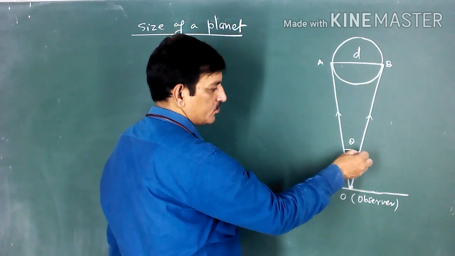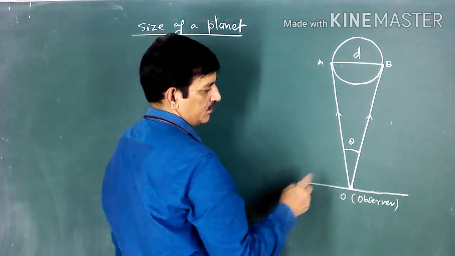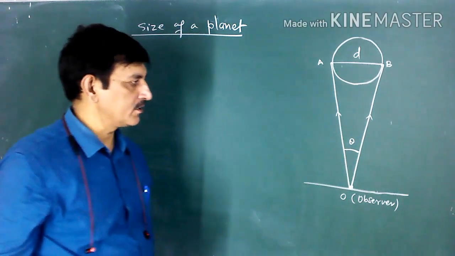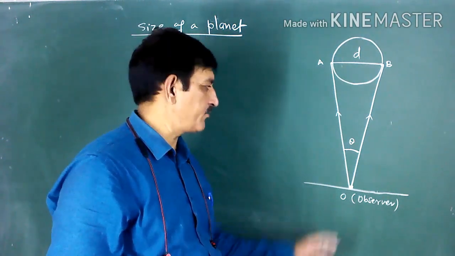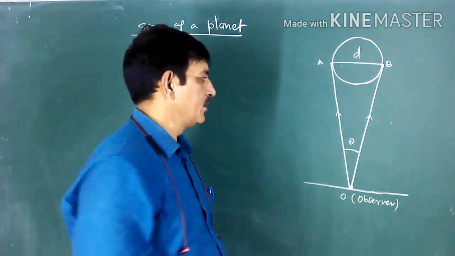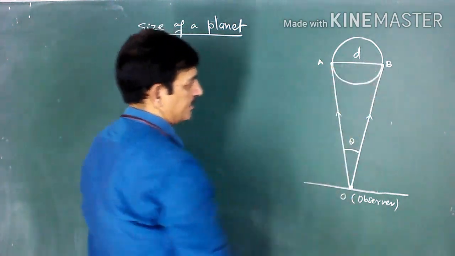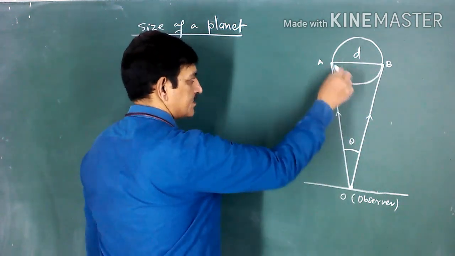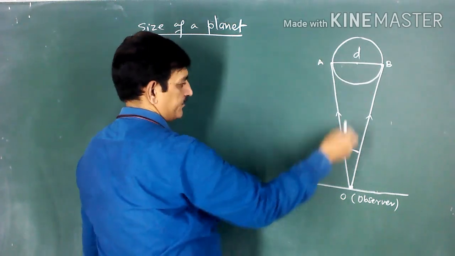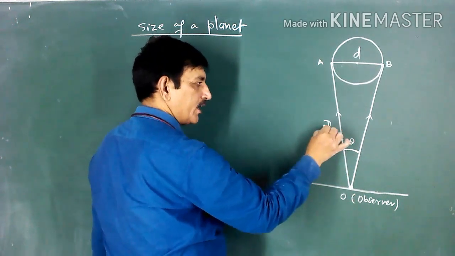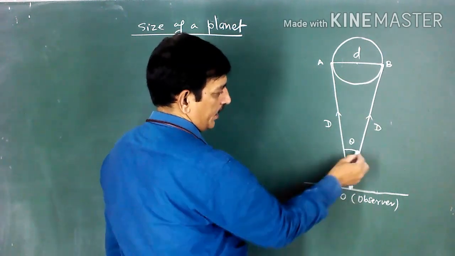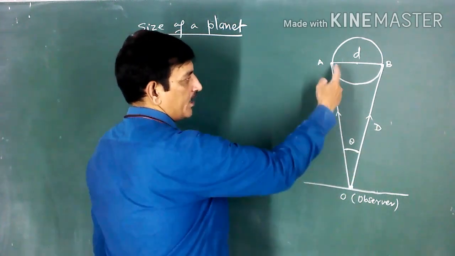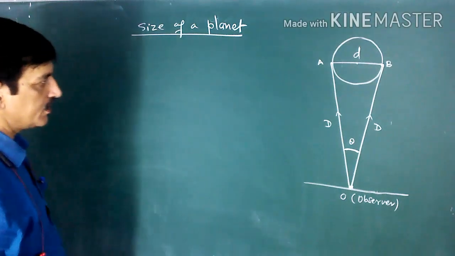And the angle between two lines of sight has to be measured. So by using the same method, we can use a telescope, and we can find the value of theta. Here theta is called angular diameter, and this is the distance of this planet from the ground, this value has already been measured. So here capital D is known and theta is the measured value, and we have to find small d.